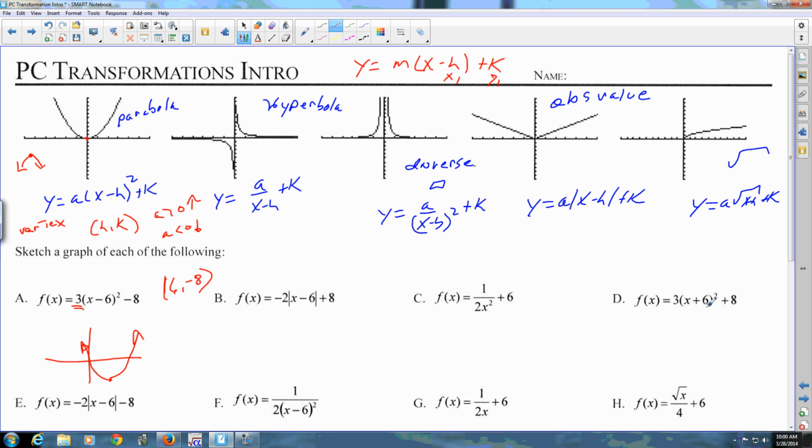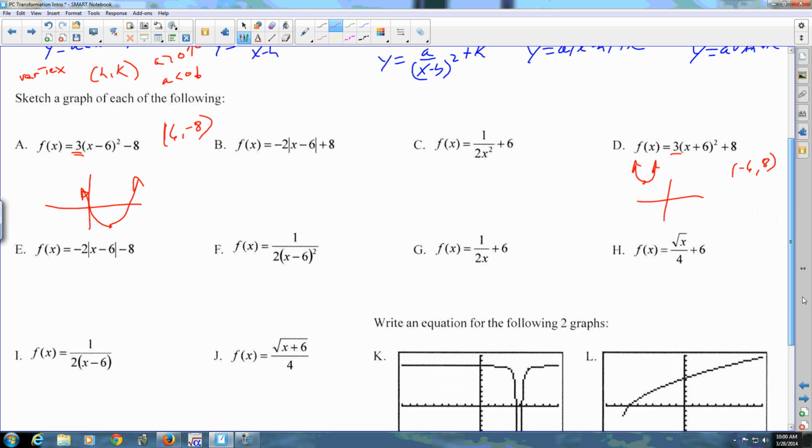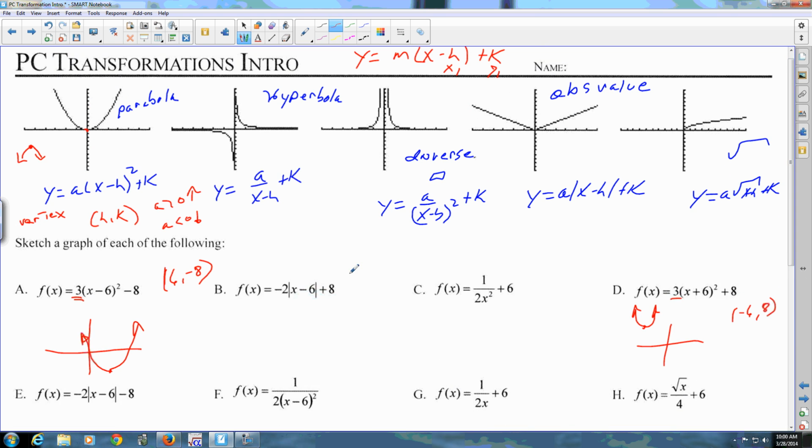Let's find another parabola, this one. Your vertex is negative 6, positive 8. A is positive, so it's opening up. So negative 6, positive 8, and it's opening up. So there it would be. All right, see if we got any more parabolas in here. Nope, no more parabolas.